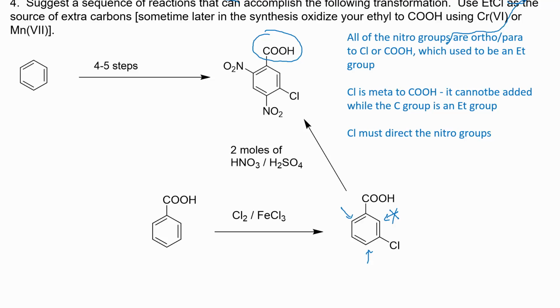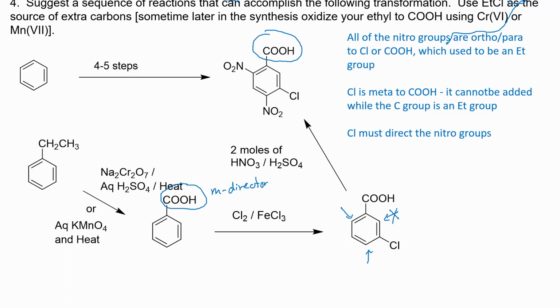All right, we need to add chlorine while this is the carboxylic acid stage because whatever group we have in the monosubstituted benzene, we need for it to be a meta-director. And it's a meta-director as the carboxylic acid, but as the ethyl group, it's an ortho-para director. So we need to add chlorine while it's a COOH group. Okay? Our immediate precursor to that is this oxidation with chromium-6 or manganese-7 applied to the ethyl benzene.